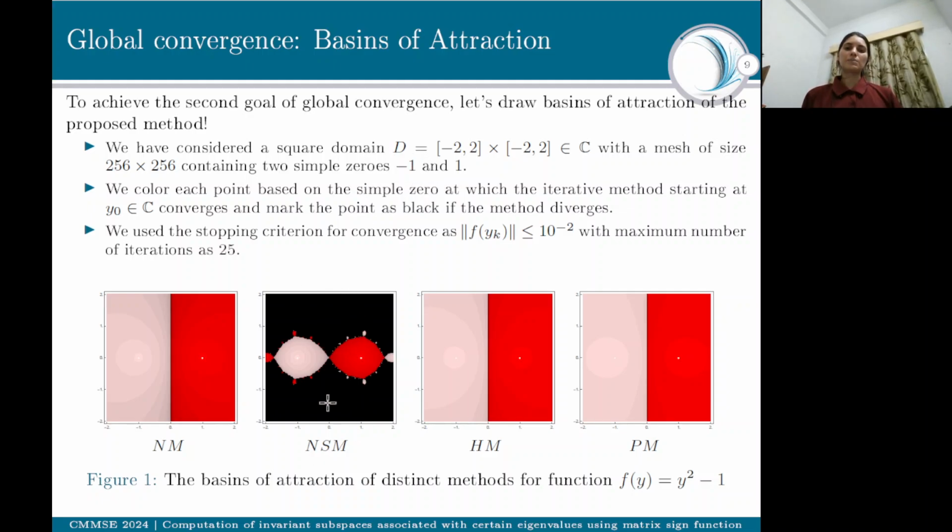Also, this black area represents the divergence area, that is, where the method diverges. So we can easily see that the Newton-Schulz method is not globally convergent as it contains a very large black area, while the other three methods, including our proposed method, are globally convergent.